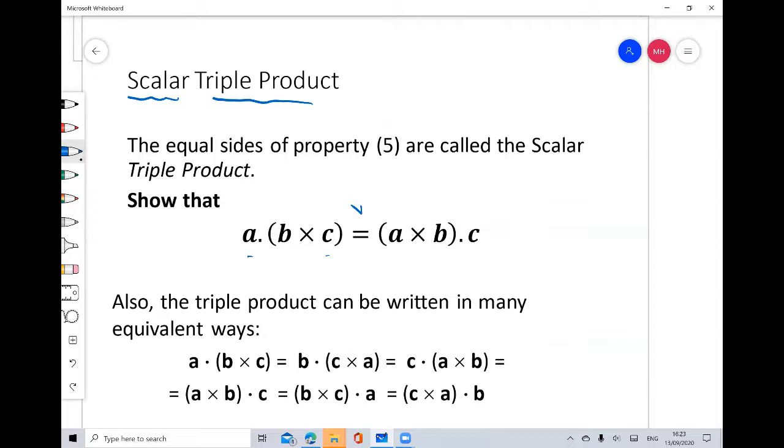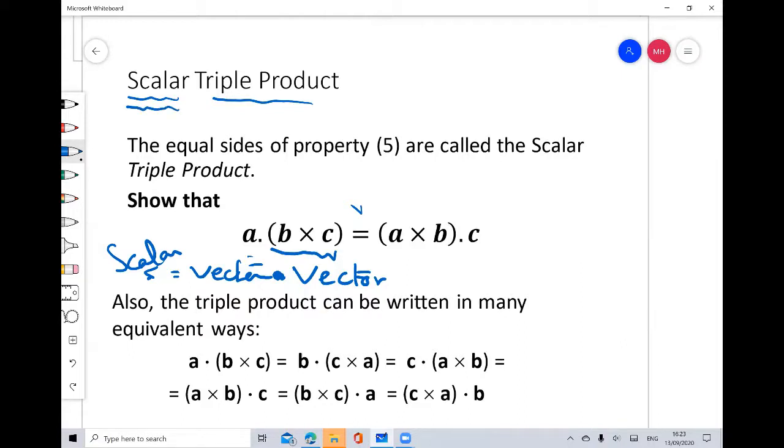Let's see why. I have this bracket B cross C. Vector cross vector is a vector, so this results in a vector. Then it is a vector dot vector A, and the dot product is a scalar quantity. So in the end, the triple product A dot B cross C is a scalar triple product.